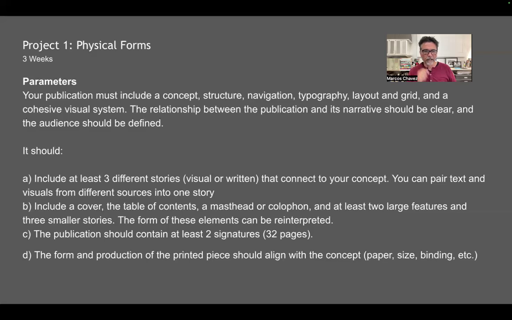All right, it should include at least 3 different stories, visual or written, that connect to your concept. You compare text and visuals from different sources into one story. Okay, so this is now beginning to be specific in order to give you guys guidance. And I didn't say this earlier, but what I've been reading in these past few pages is the overall general assignment for all topics for all the cohorts.